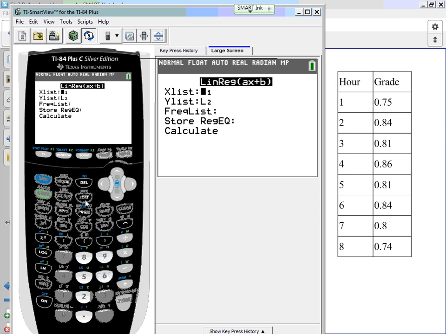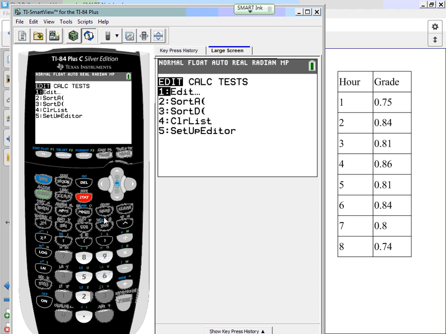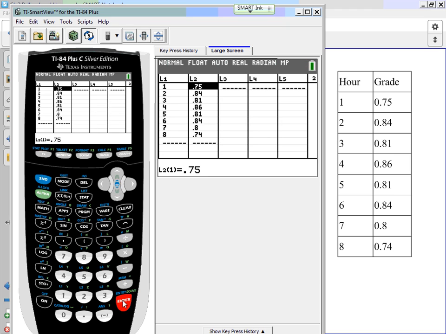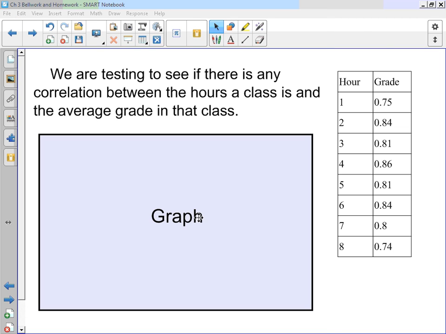Now, by the power of television, I'm going to hit stat, and then enter. I actually already have those data entered into L1 and L2. All right, you guys good? Pause it if you need more time. Now, if I plot that, I'm going to get something that looks like that.